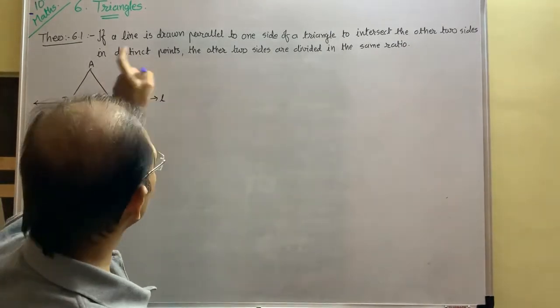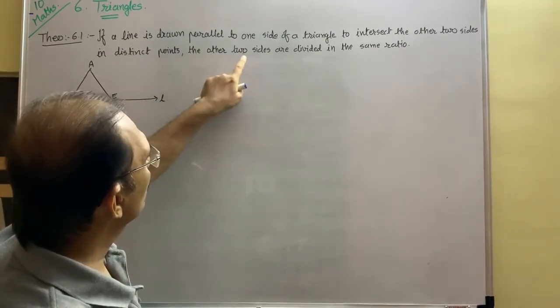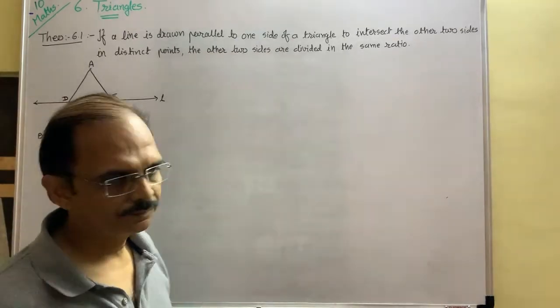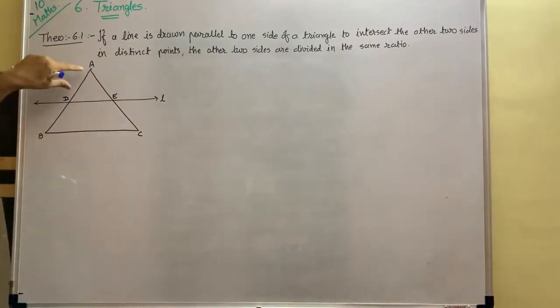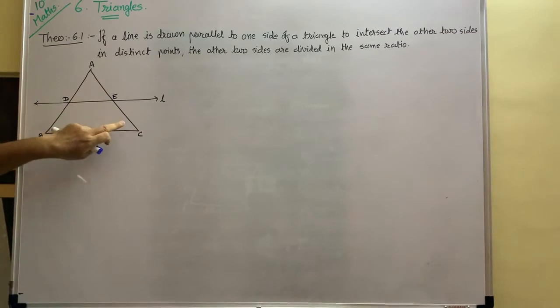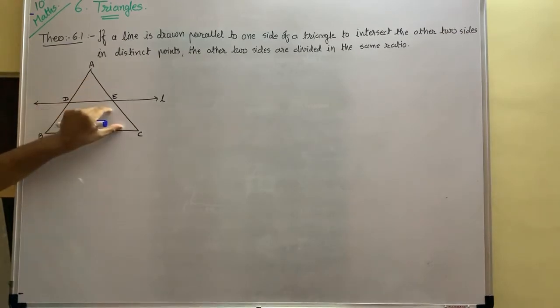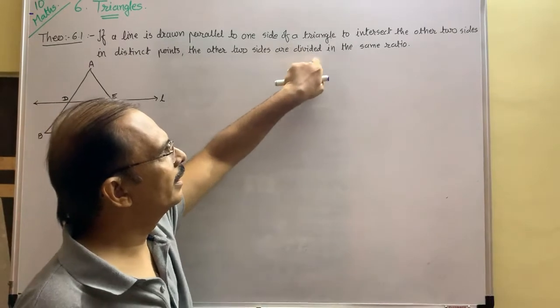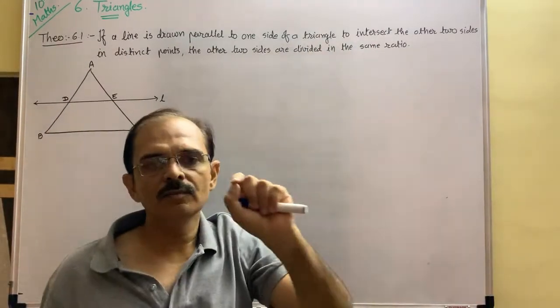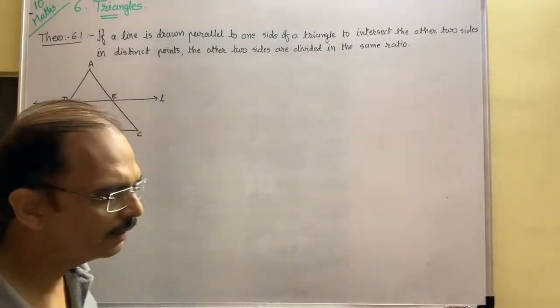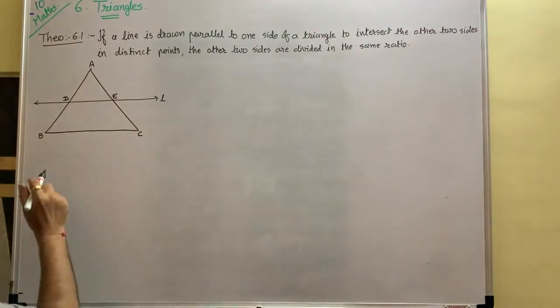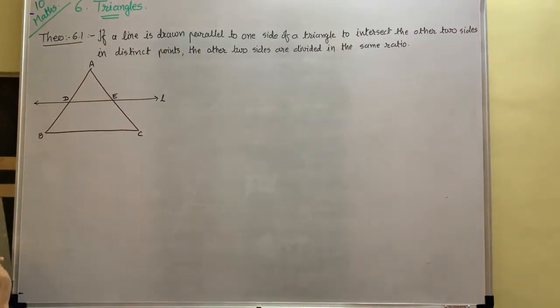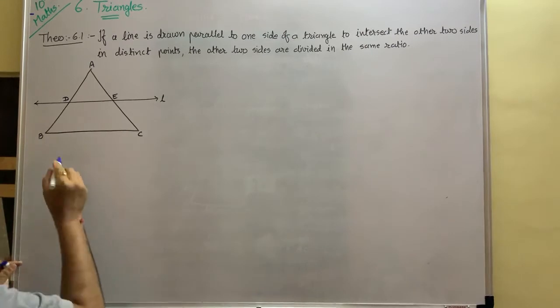In distinct points, different points. The other two sides are divided. Means AB is divided into AD and BD, and AC is divided into AE and EC. Prove that these other two sides which are divided, they are divided in the same ratio. They are divided in the equal ratio. Prove that. So what is the data? And data means what is given.